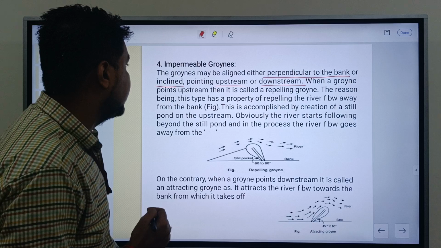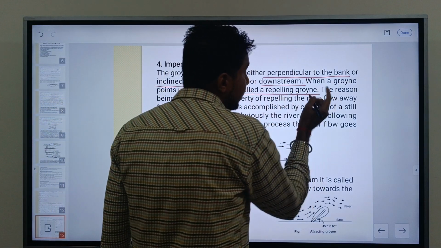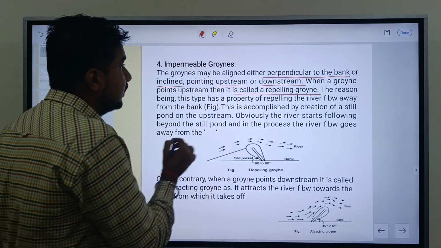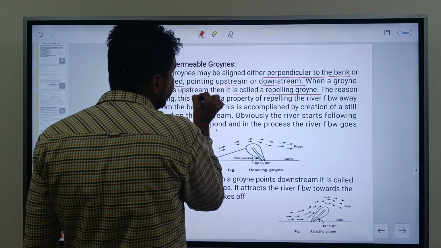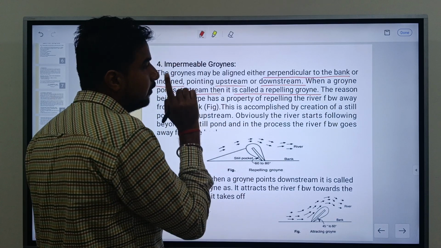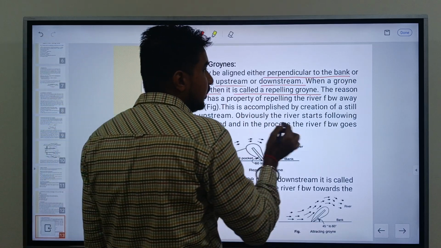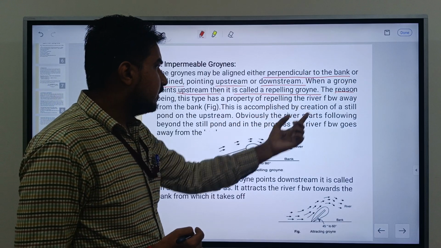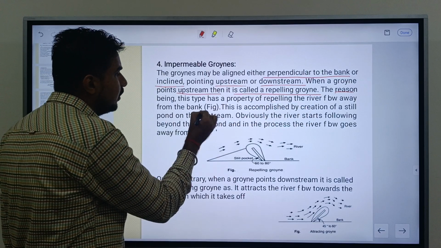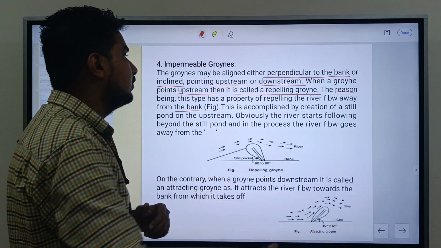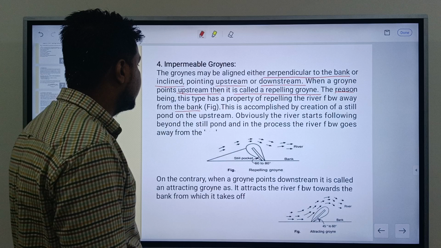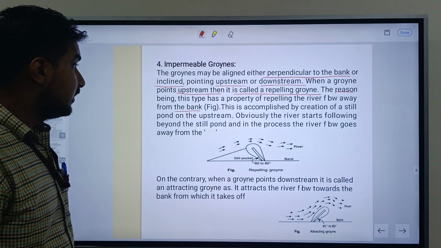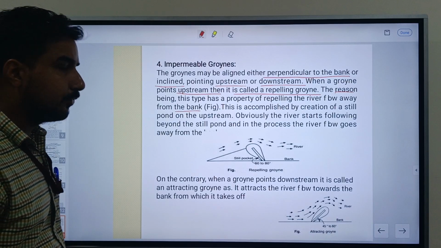When the groins point upstream, they are called repelling groins. We have discussed the repelling groin name, and it should be clear that when a groin is constructed in the upstream direction, it is known as a repelling groin. The reason for this property of the repelling groin is that the flow is directed away from the banks. It will help break the flow in the other direction, and the combination creates a silting condition, with the flow passing beyond the still pond and going away from that region.